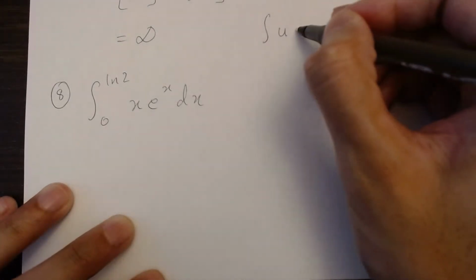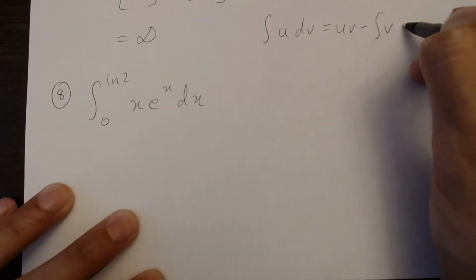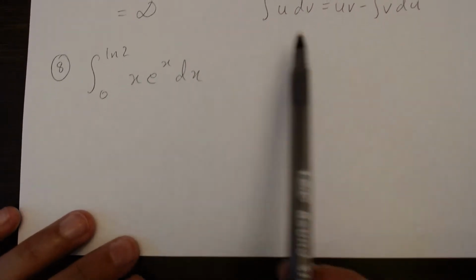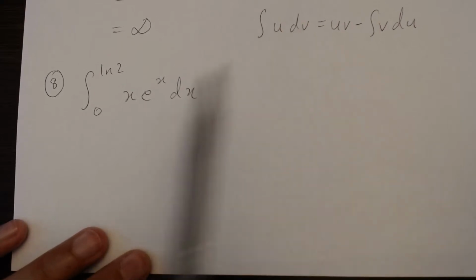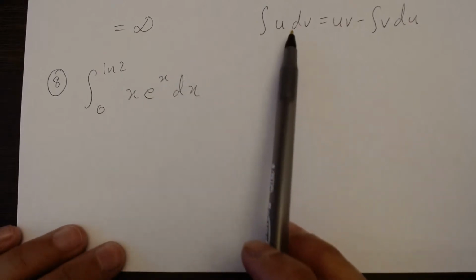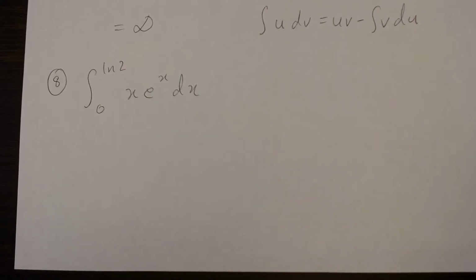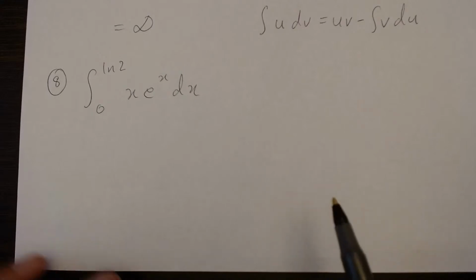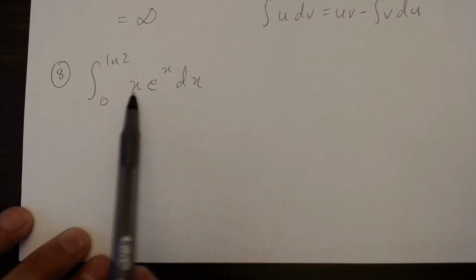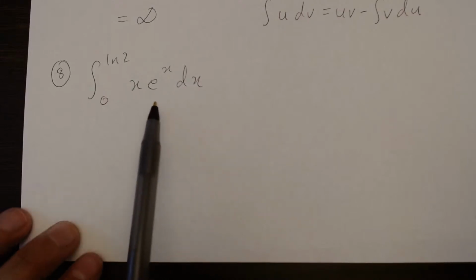Integral u dv equals uv minus integral v du. So when you pick your u and your dv for parts, you want to make sure that the one you pick as dv is easy to integrate. Now, both these functions are easy to integrate, so it doesn't matter which one we pick as u and which one we pick as dv. But in some questions, it will matter, so definitely keep an eye out for that. The easier to integrate function should always be picked as dv.